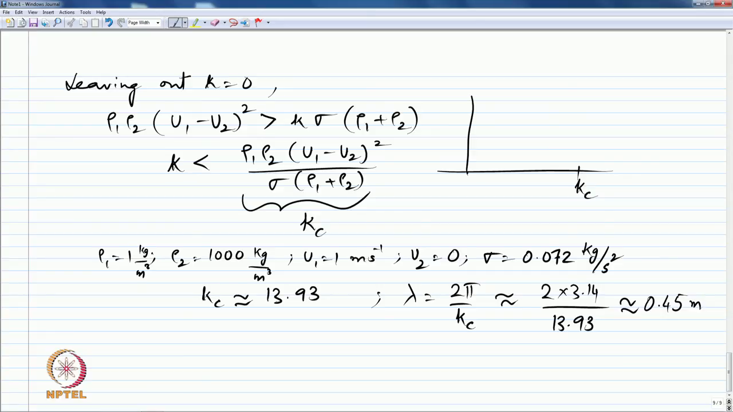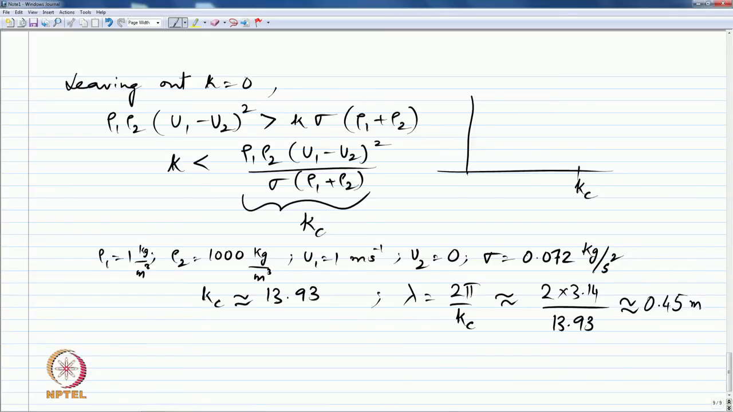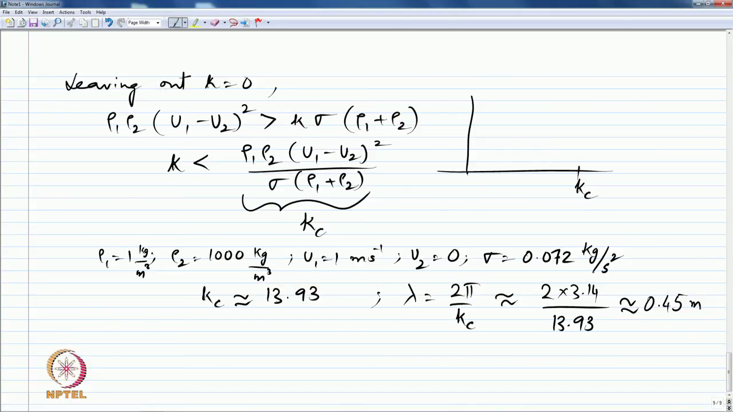essentially, if I have a breeze of 1 meter per second blowing on water, I have assumed rho 2 to be 1000 and rho 1 to be 1. So if I have a breeze of 1 meter per second blowing on water which is at rest, U2 is 0, I am expecting waves whose wavelength is roughly about half a meter. And you will notice that as U1 increases, k cutoff increases, which means lambda cutoff decreases.